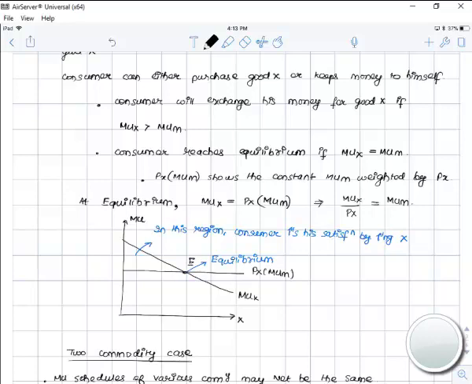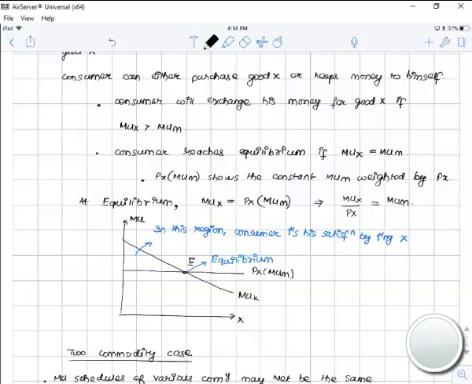Till what point will he reach the equilibrium? He'll reach the equilibrium at the point where the marginal utility of good X is equal to the marginal utility of money. Generally we write the marginal utility of money weighted by the price of good X. Px into MUM shows the constant marginal utility weighted by Px. So MUM is your constant marginal utility. In equilibrium, MUX should be equal to MUM, or MUX is equal to Px MUM, or you can write MUX upon Px equals MUM.